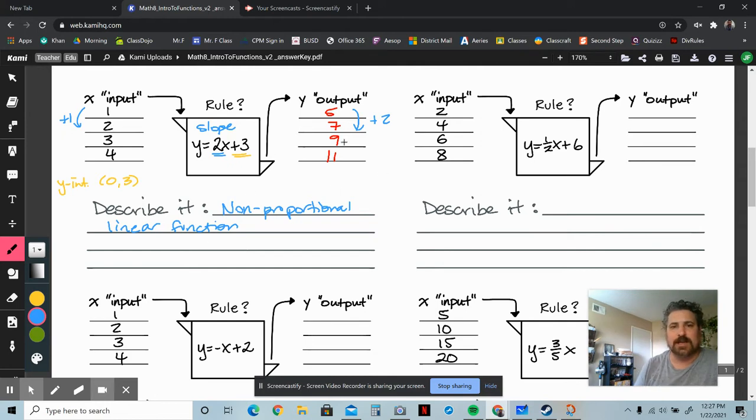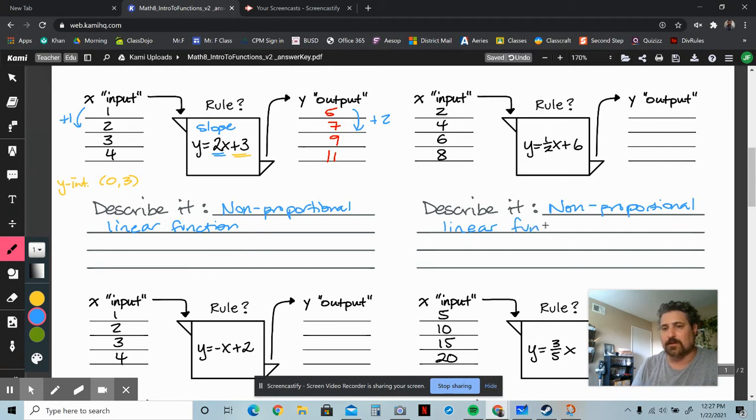All right, so that's kind of the explanation of all this. Let's see if the next one's easier now that we've kind of talked about the big principles here. Once again, this is going to be y equals mx plus b, slope-intercept form. So once again, when we describe it, we're going to say this is a non-proportional linear function, and in the form y equals mx plus b. We know that it has a slope of 1/2 and it has a y-intercept of 6.